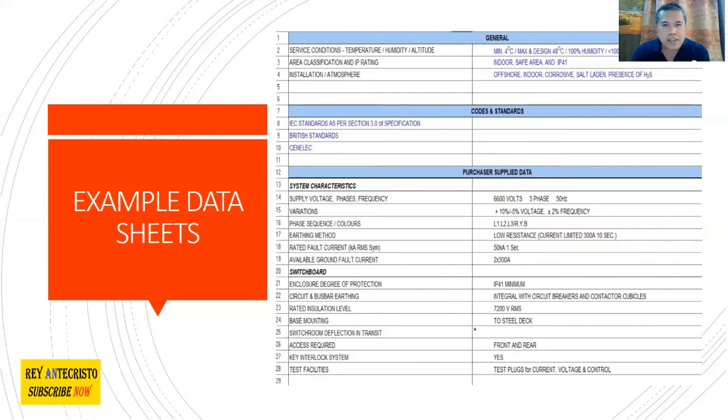So meron kang rated fault current. So enclosure, kung ginagamit natin IP41, IP42, so IP50, 54, IP65, it depends. So what I'm telling. And then meron tayong base mounting, kung access required ba, front and rear. So interlocking system, kailangan ba ng interlocking key yan? Okay. So meron ba tayong T-plug? So kailangan ganun yan. So that's only an example of what is the datasheets itself. So that is the actual view for your info.